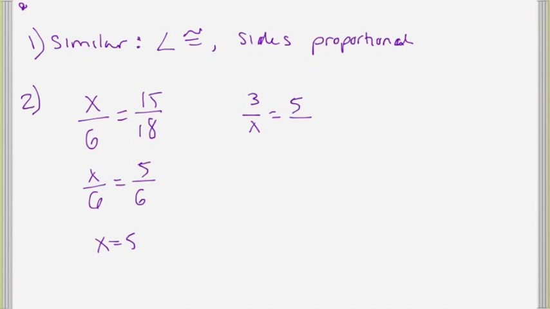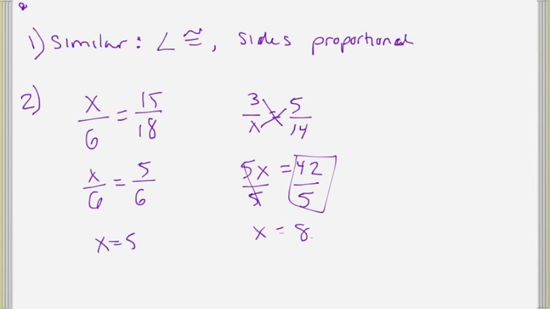The next one doesn't work out quite as neatly. We cannot reduce down the fractions, so we have to solve this by cross multiplying. When we cross multiply, we multiply diagonally across, so I get 5 times x equals 3 times 14, which is 42. Divide both sides by 5. You could just leave it as 42 over 5, which is a totally acceptable answer. That's what I usually do because then I'm done. Or if you want to grab a calculator and divide that out, then you get 8.4, and that's fine too.